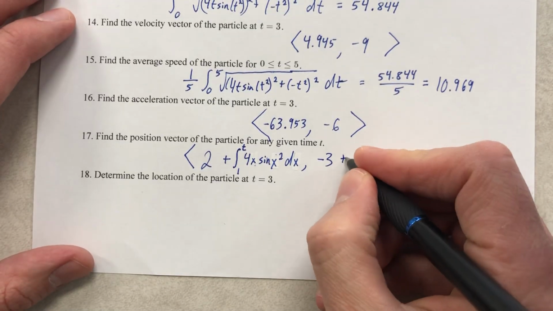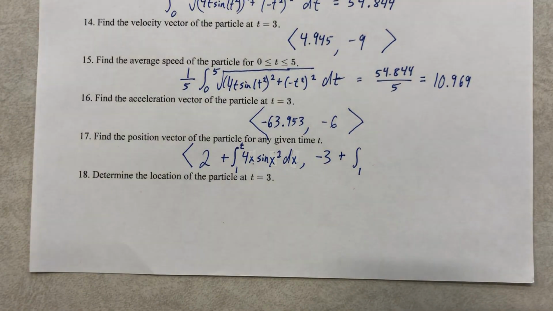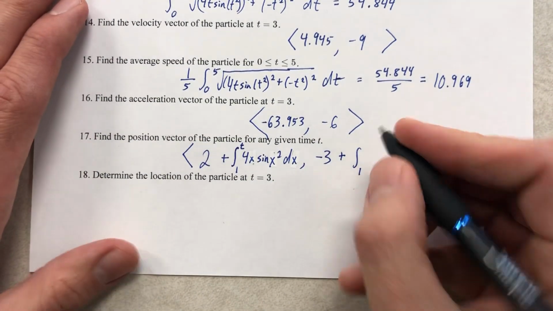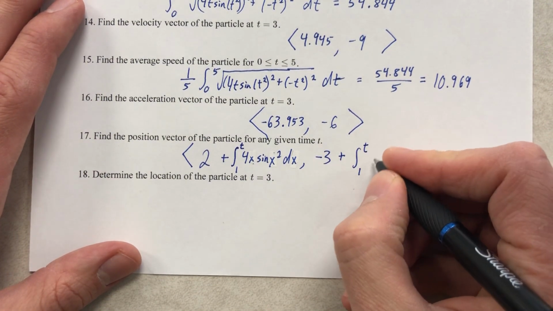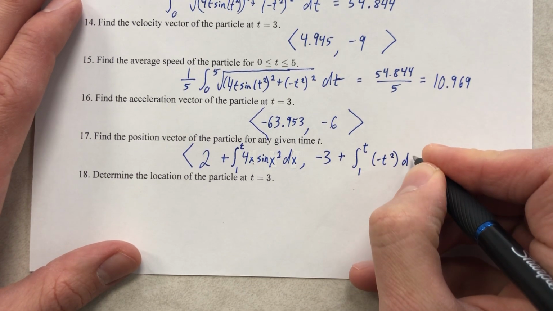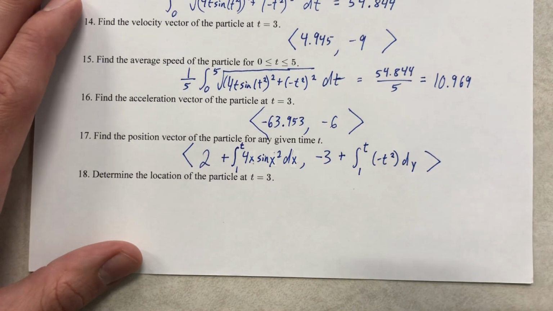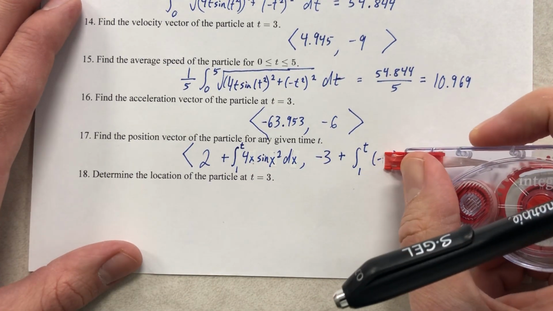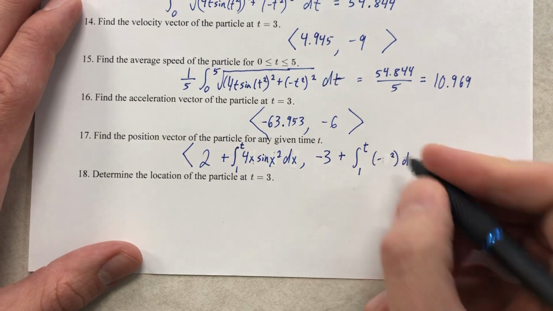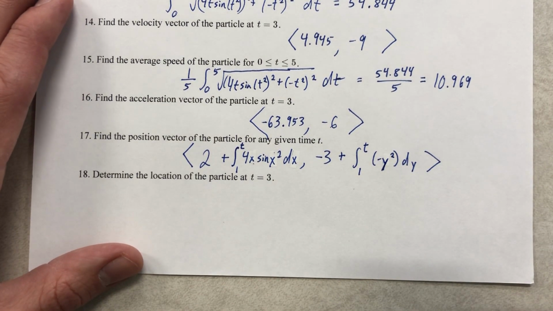And then I'm going to add to it the accumulated change, the displacement from 1 to t of negative t squared dt. Whoops. Let's not use t. Let's use y because we don't want to overuse a variable, especially when it's up here in the interval. So there we go. And we'll just do it like that.